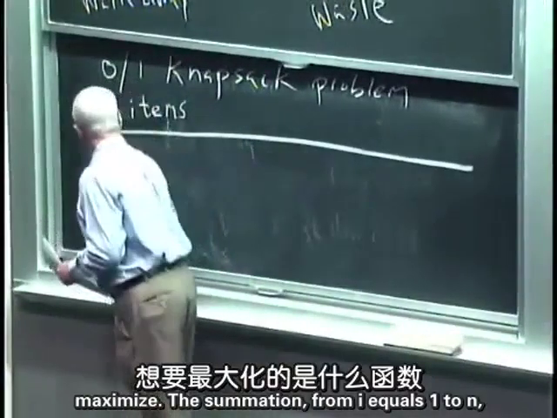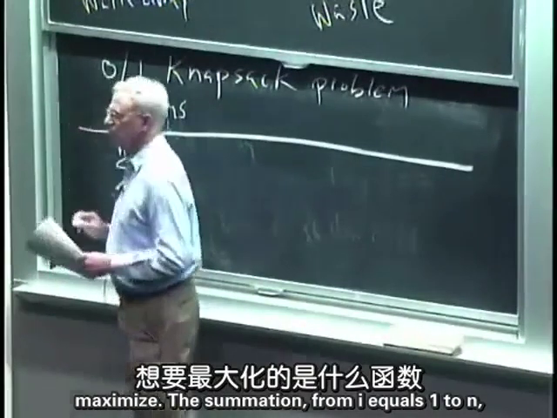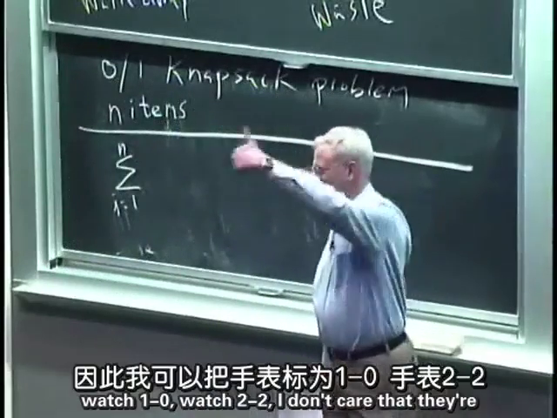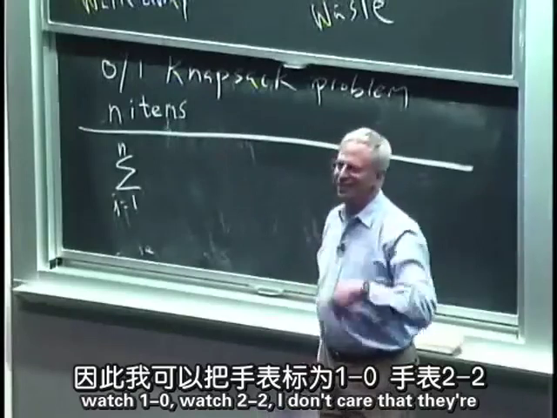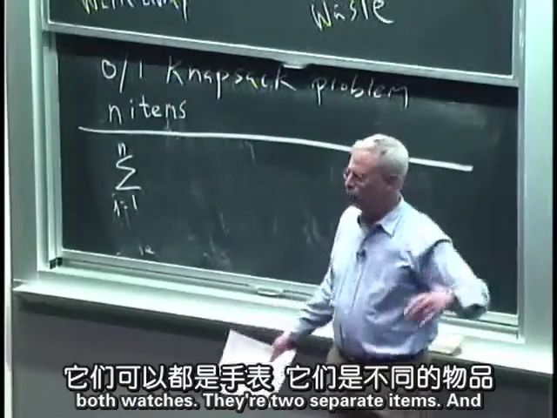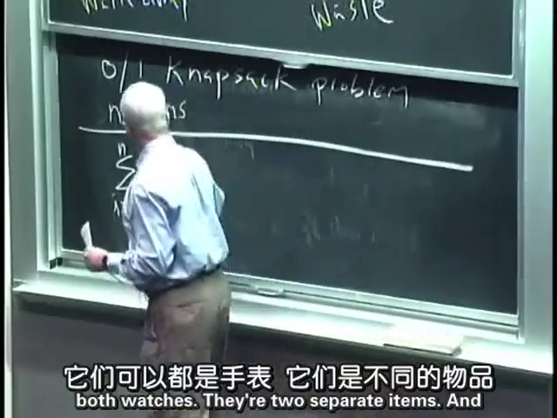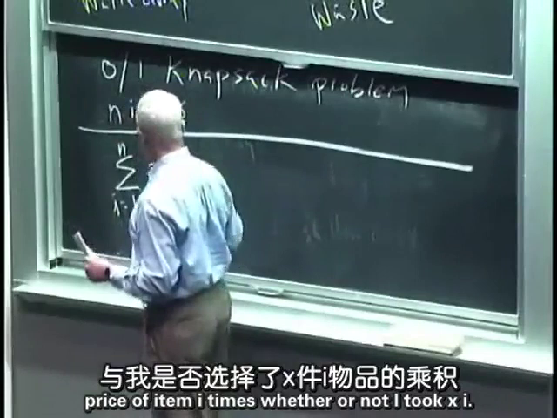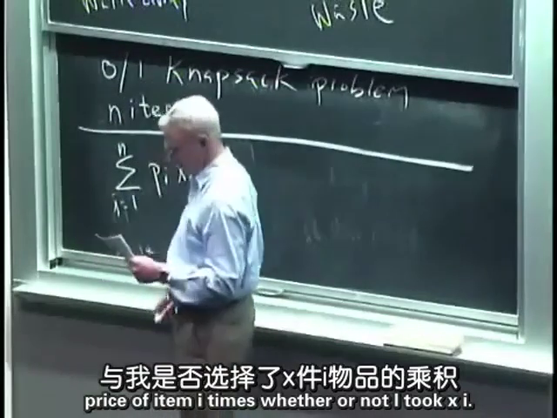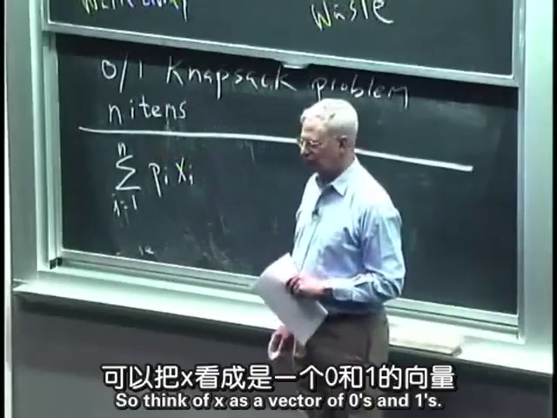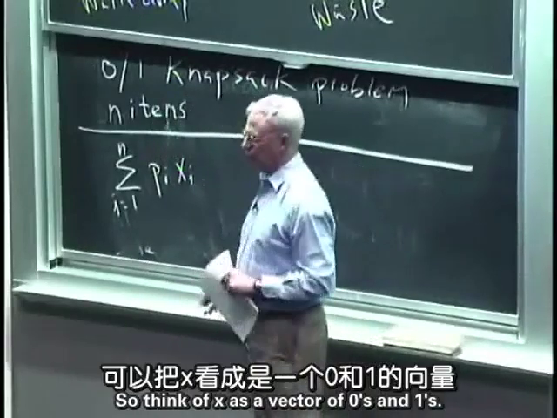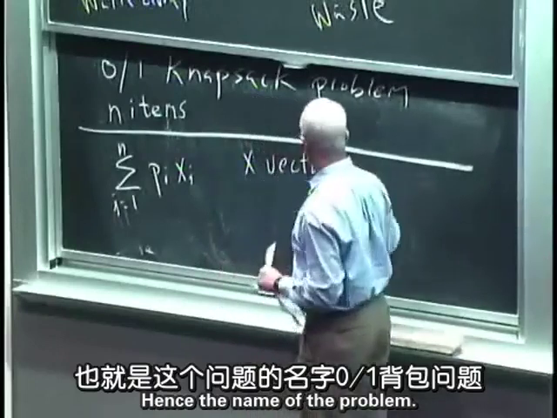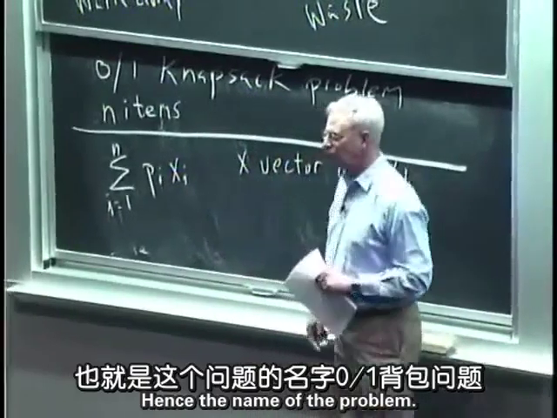The summation from i equals 1 to N, where N is the number of items, so I might label watch 1, 0, watch 2, 2, 1, and so on. I don't care that they're both watches, they're two separate items. And then what I want to maximize is the sum of the price of item i times whether or not I took it, x_i. So think of x as a vector of zeros and ones. Hence the name of the problem.